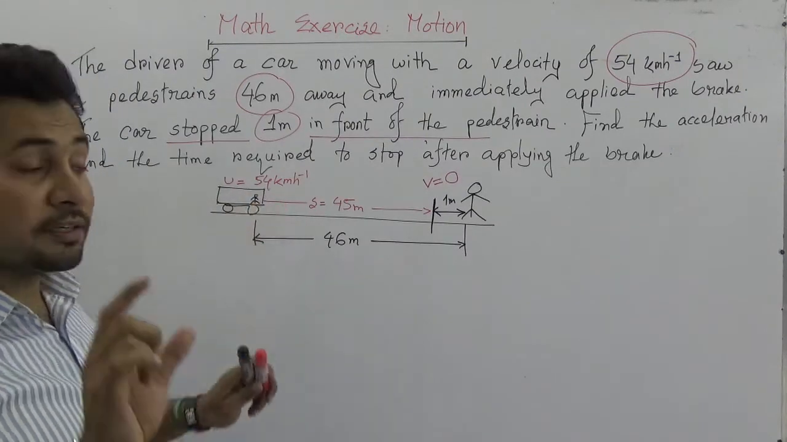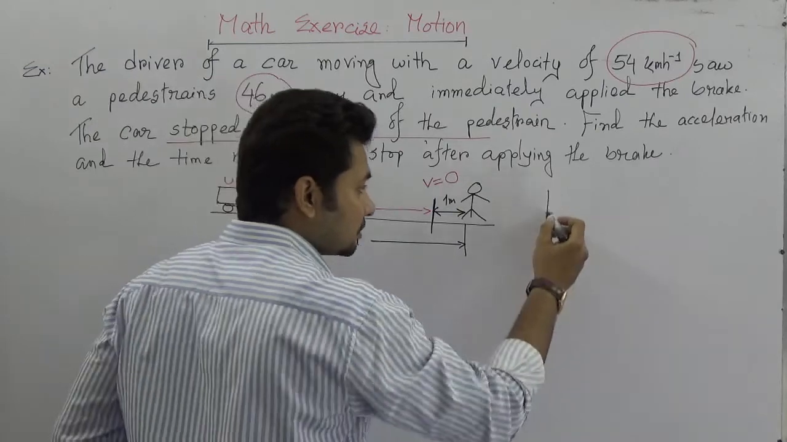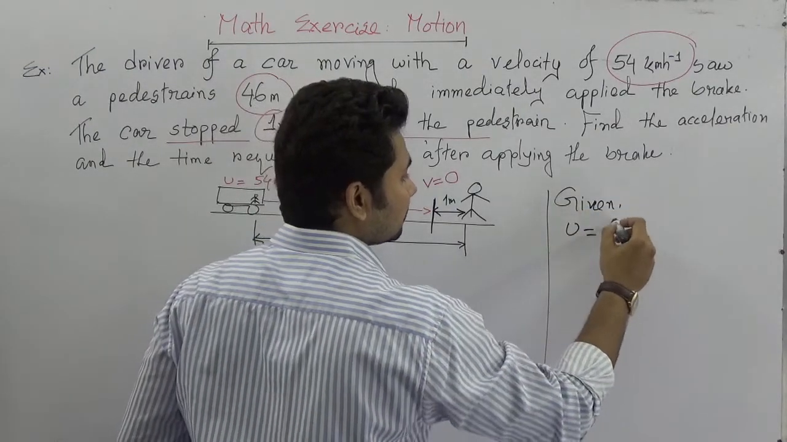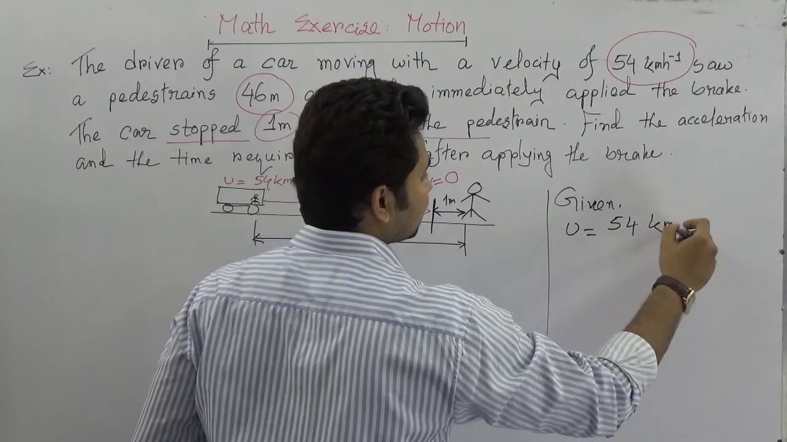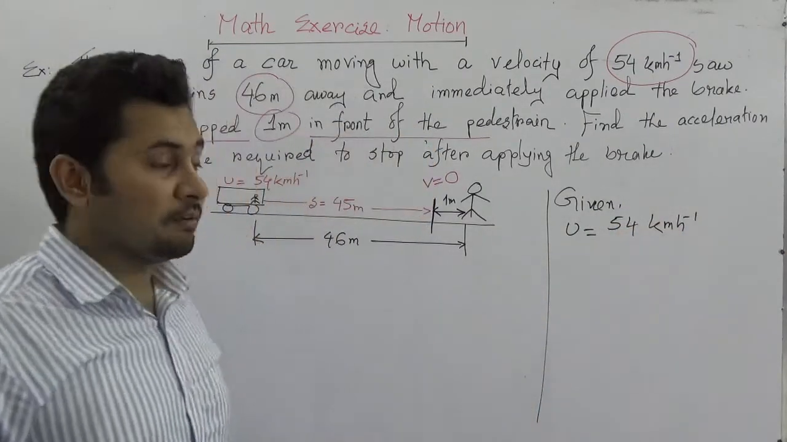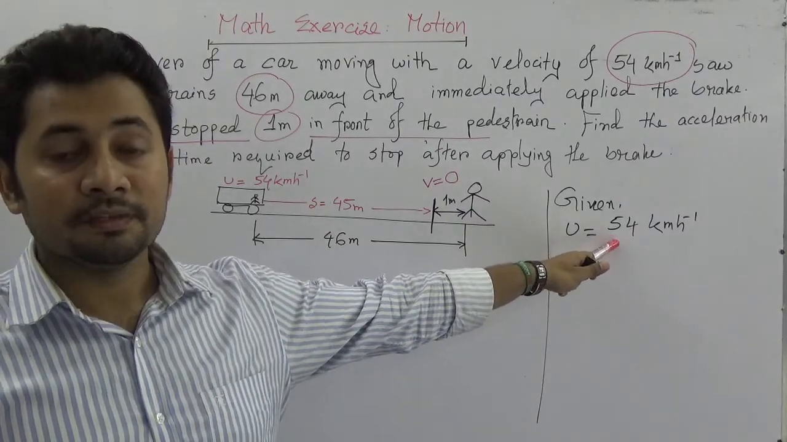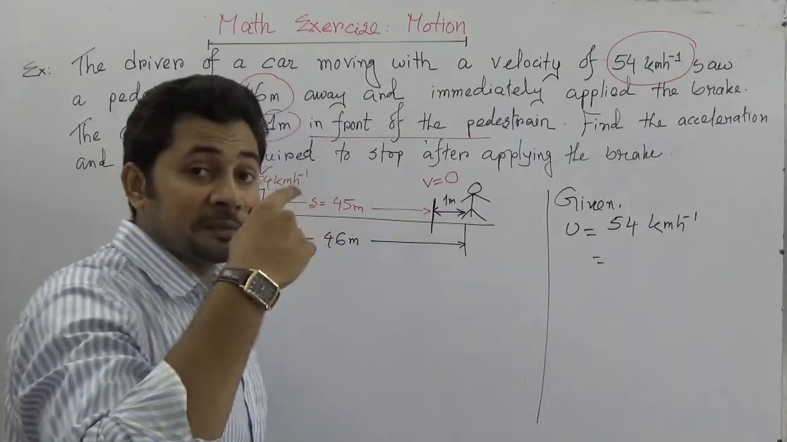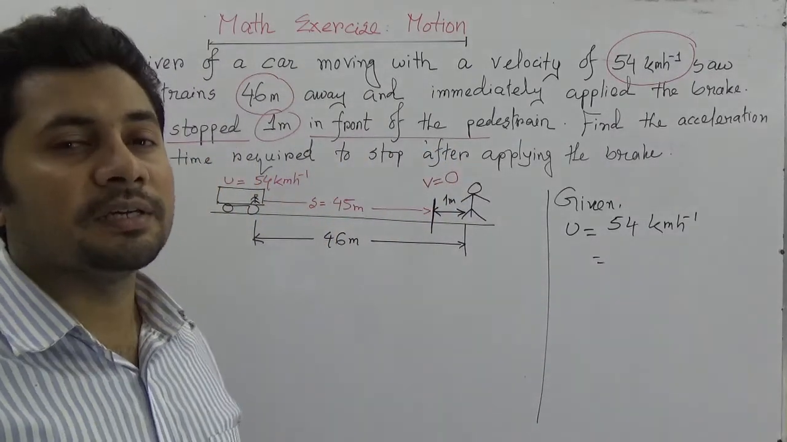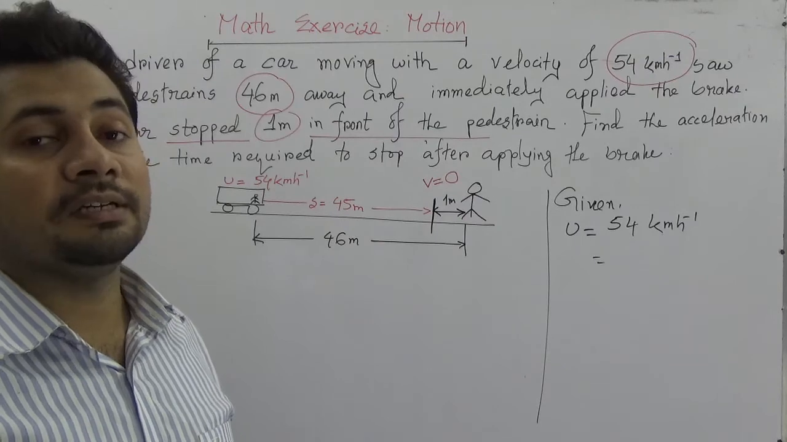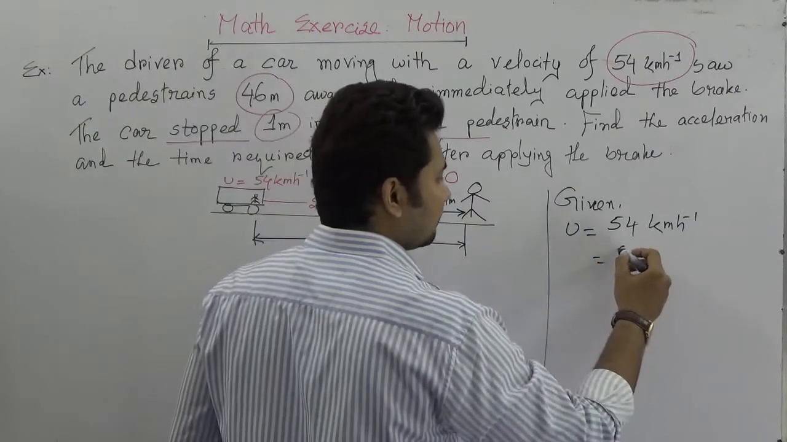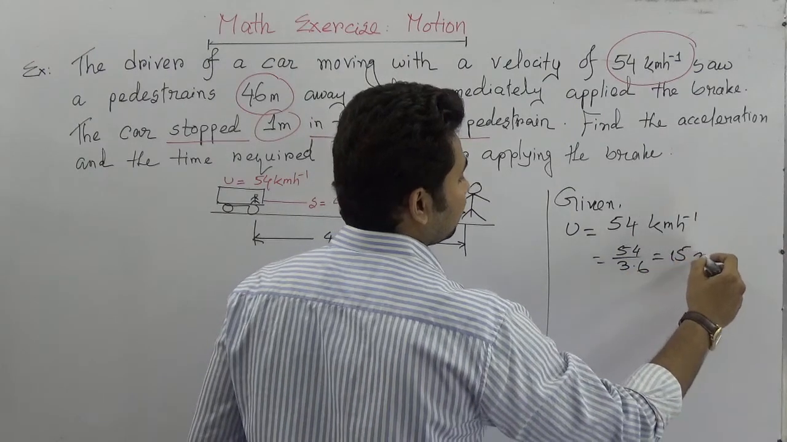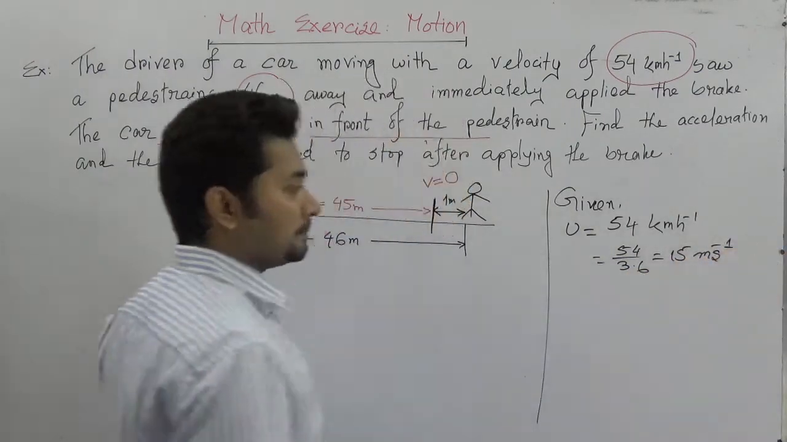So u is 54 km/h. I already said that we won't do our mathematics using this data. We must consider it as meter/second, and to immediately convert from km/h to meter/second, we can easily divide by 3.6. So if we divide 54 by 3.6, we get 15 meters/second.